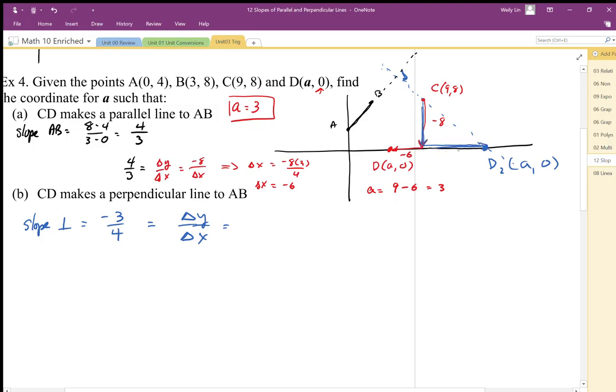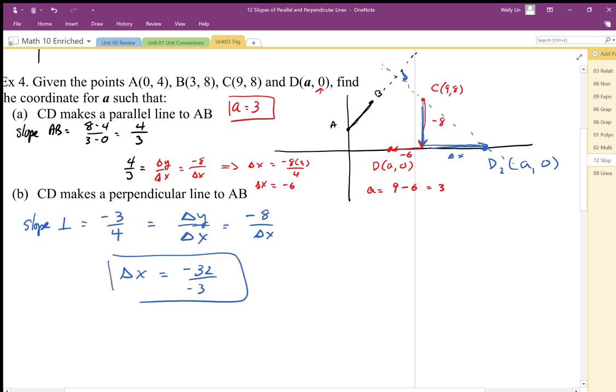And I want to find out my change in x here. So my change in y is negative 8, and then I need to find the change in x. And I can find the change in x algebraically. So I end up with change in x is equal to negative 32 over negative 3. And that's going to be my change in x.